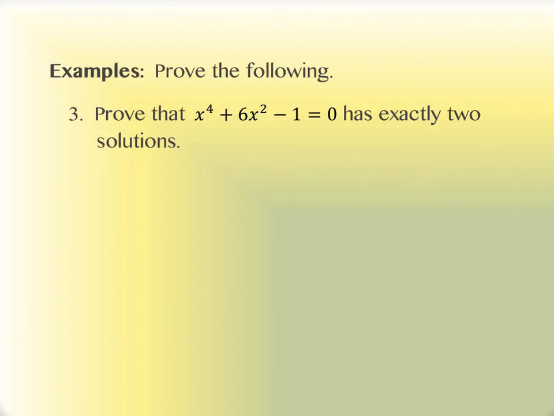So it says prove that x to the 4th plus 6x squared minus 1 has exactly 2 solutions. Now, exactly is not what either of those theorems said. They said at least. So we're going to have to do something different to cap this and say there's no more than that going on. So let me show you how we do this.